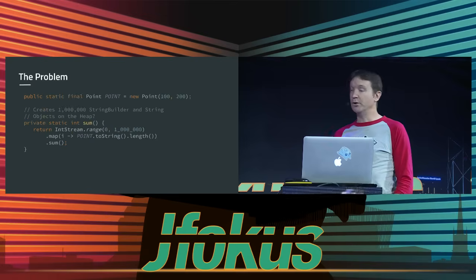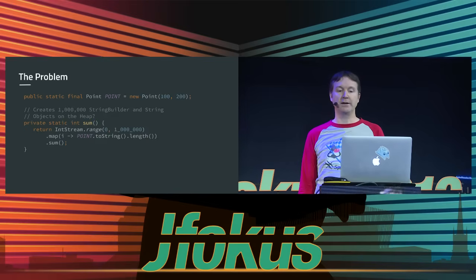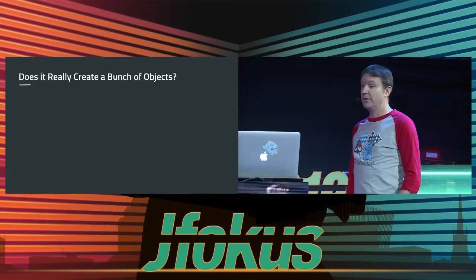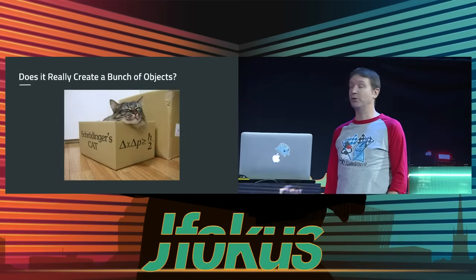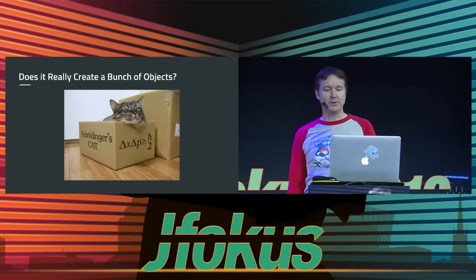And then we can create a point like this, and we can use it. In this example, we invoke the sum method, and we will iterate 1,000,000 times. We will call the toString method and compute the length of it, and we'll sum all that length. So will this create 1,000,000 string builders and 1,000,000 string objects? That is the question. And the answer is, it depends. It depends whether we can observe those objects or not. So this sounds a little bit like quantum mechanics. We're going to see some similarities with that.